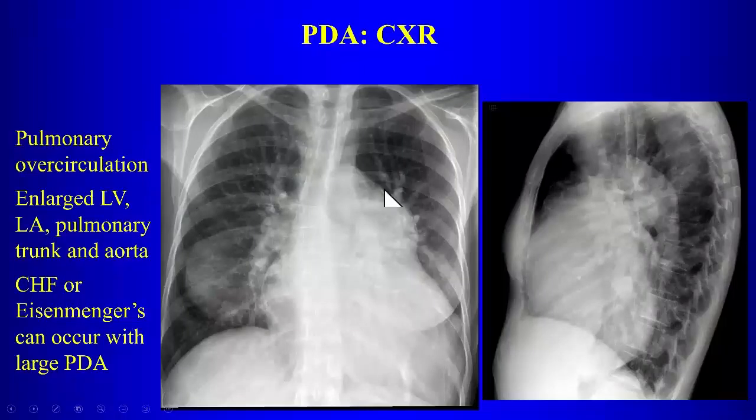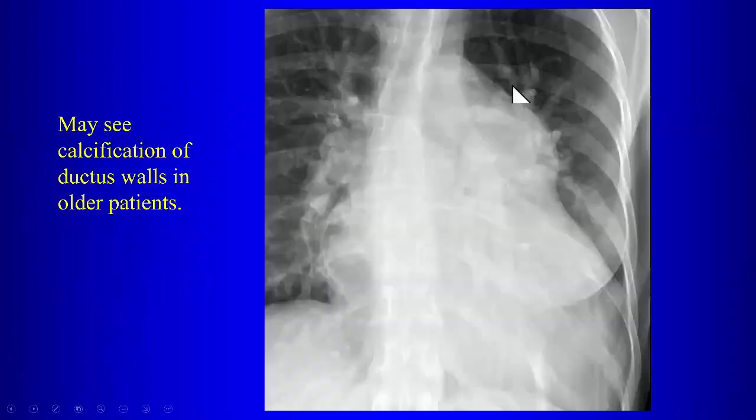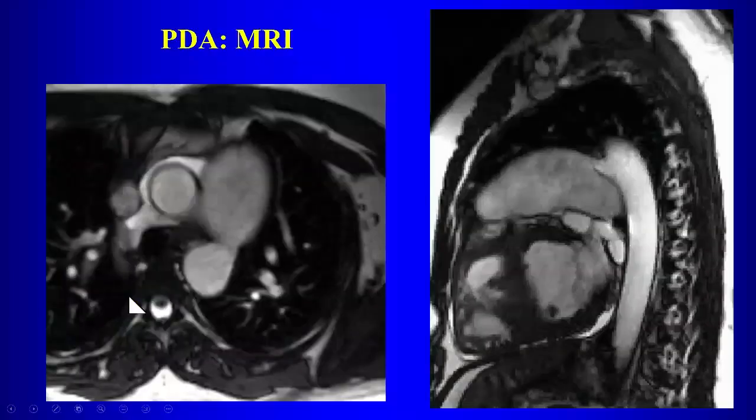So here's an example. You have a big pulmonary artery here, big pulmonary arteries from the left to right shunting. Right here, notice that calcification in the AP window. That is calcification of a patent ductus arteriosus in this patient. Okay? And this patient actually developed Eisenmengers or presented with Eisenmengers. So that calcification in the AP window here is calcification of the ductus arteriosus.